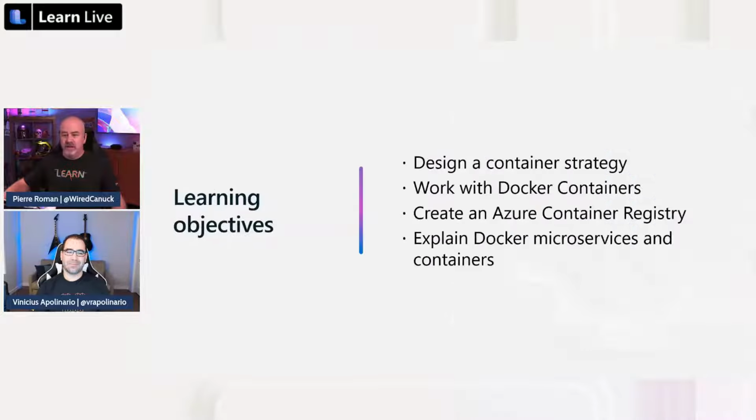Okay, so today the learning objectives are as follows. First, we're going to figure out how to design a container strategy. We're going to work with Docker containers. We're going to create an Azure Container Registry, so a registry that is outside of Docker Hub. So if you're deploying on Azure, this is your go-to place. And then explain microservices and Docker, how this all fits together. Cool? Yep. All right. Let's do it.